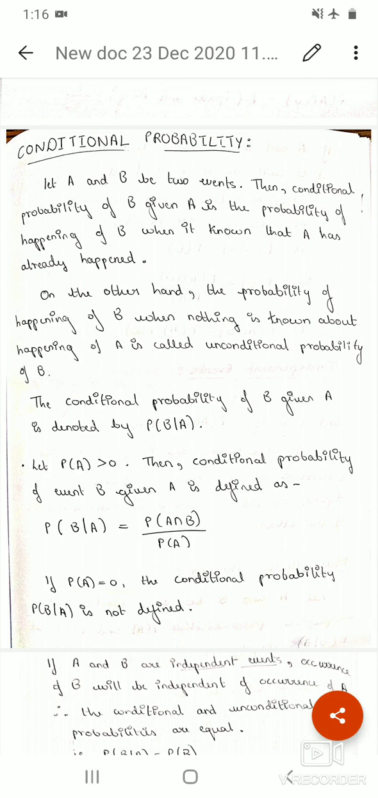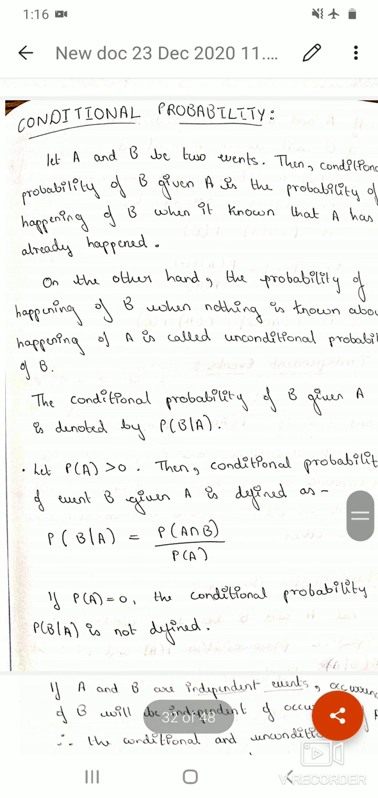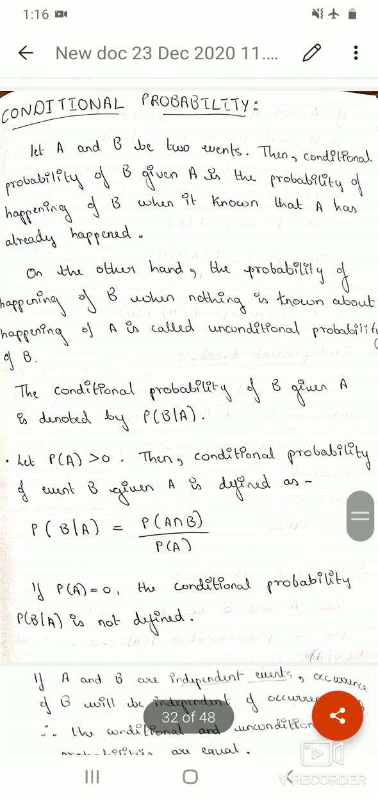So in today's video we will study a new concept, that is conditional probability, and other important definitions, and also we will solve some more problems. So let us see what is conditional probability. Let A and B be two events, then the conditional probability of B given A is the probability of happening of B when it is known that A has already happened.